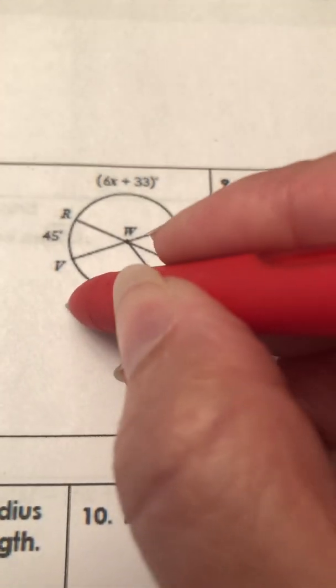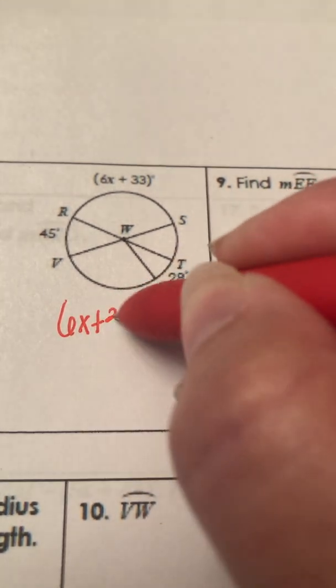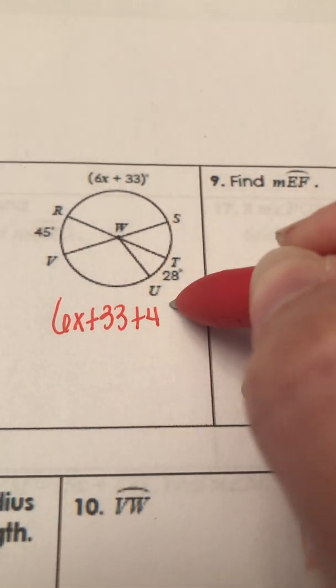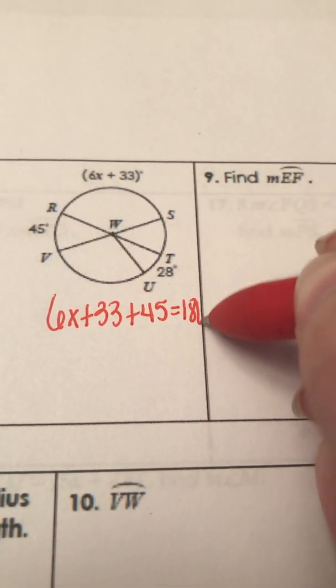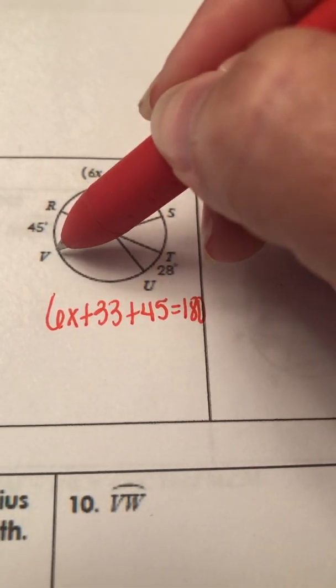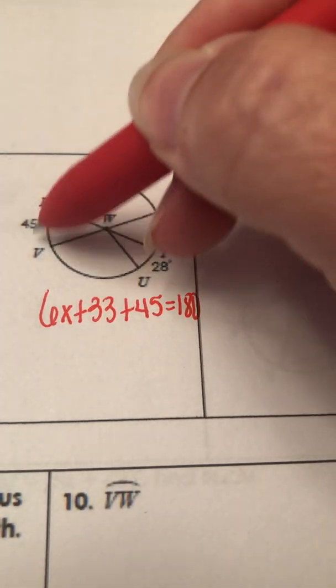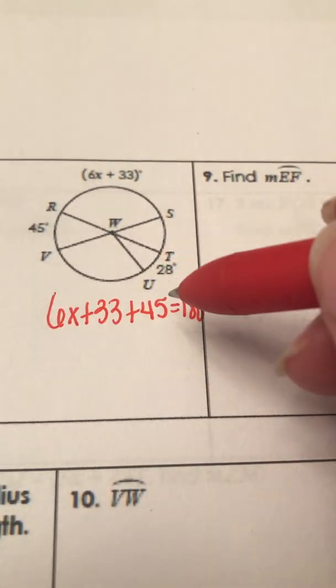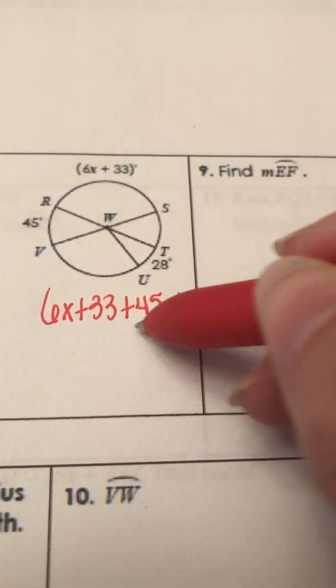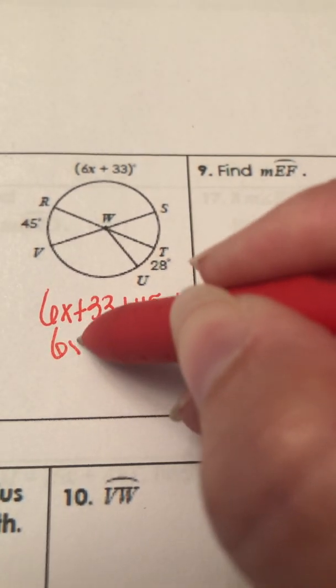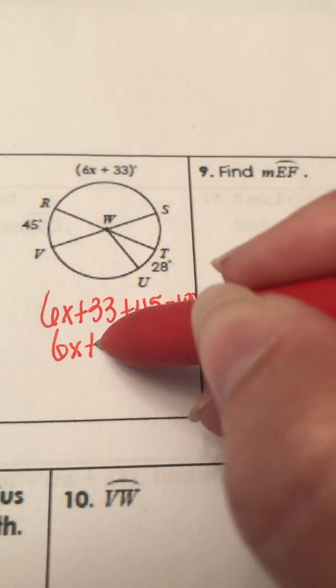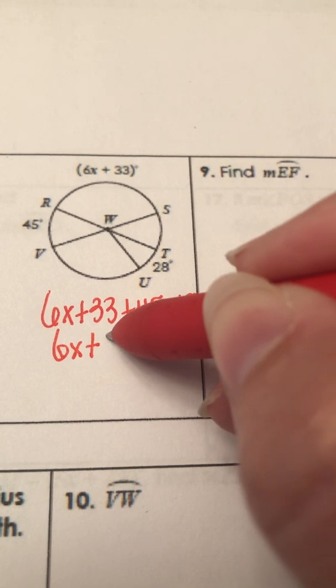So that tells me that 6x plus 33 plus that 45 degrees has got to equal 180 degrees. And again, notice, this is on the diameter, so it's a semicircle. So semicircles are equal to 180 degrees. Go ahead and add these two constant terms together because they're on the same side of the equal sign. Okay, and so that's going to give us 78.